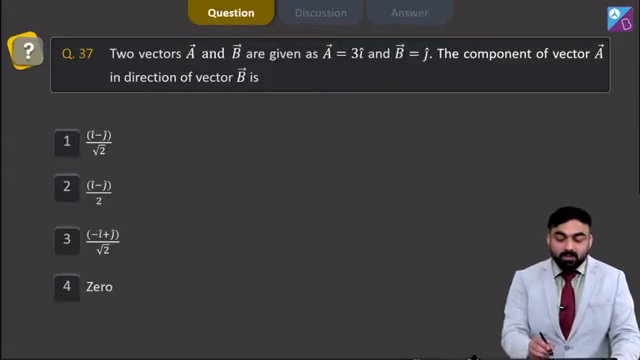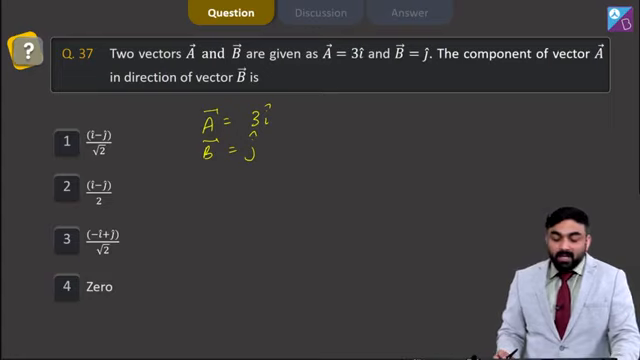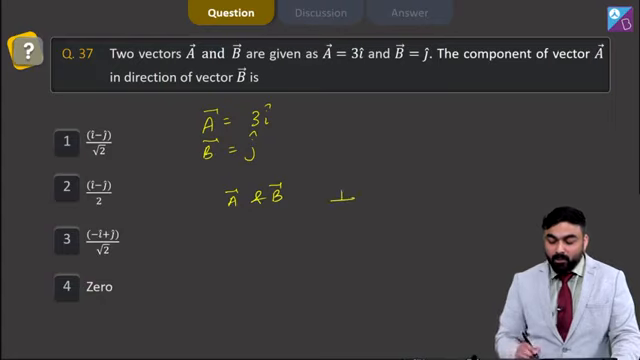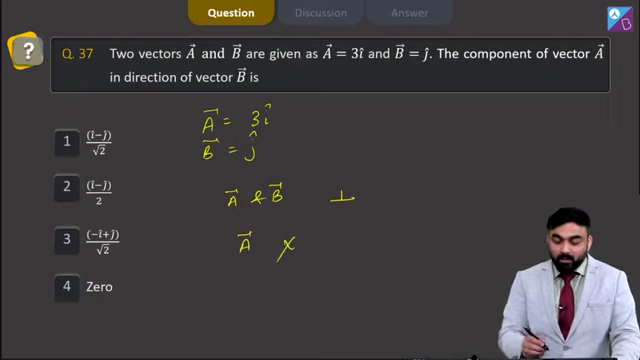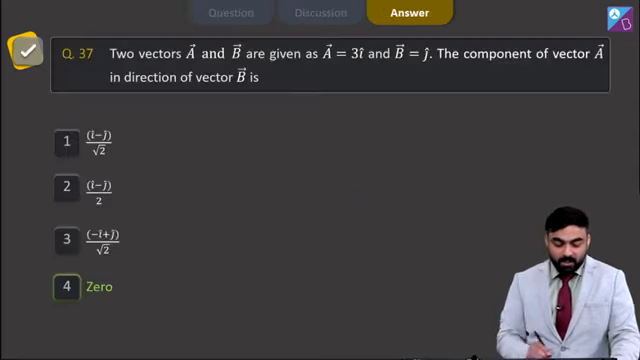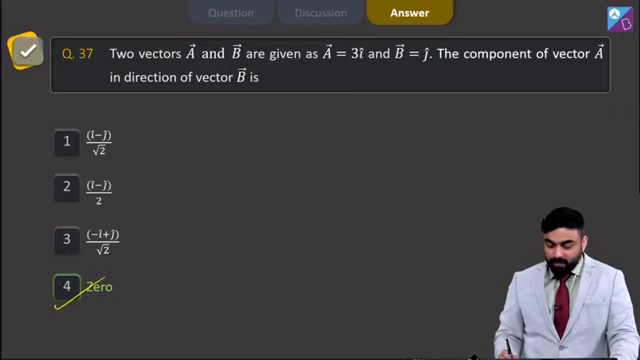Question number 37 says two vectors A and B are given as A is equal to 3i cap and B is equal to j cap. The component of vector A in direction of vector B is. We can clearly see here that vector A and vector B both are mutually perpendicular to each other. Therefore A will have no component along the direction of B. That is option number 4 is the correct answer. Verifying this with the answer slide. So option number 4 is the correct answer.